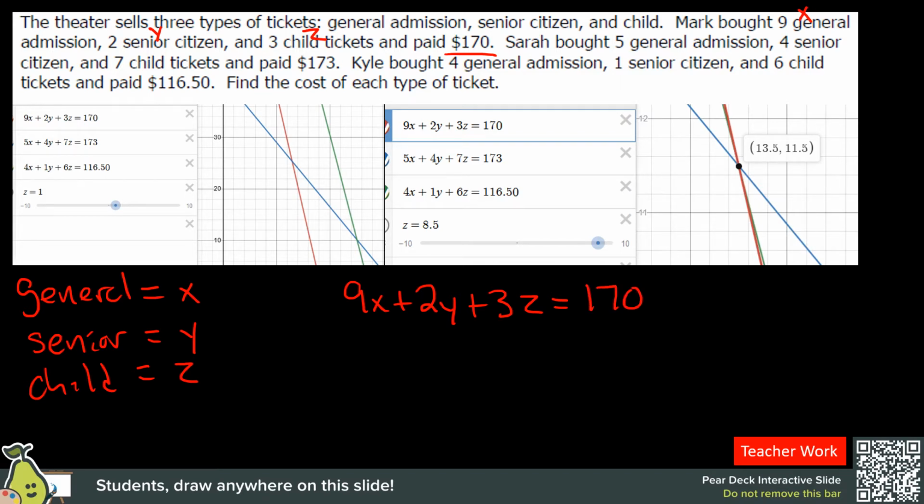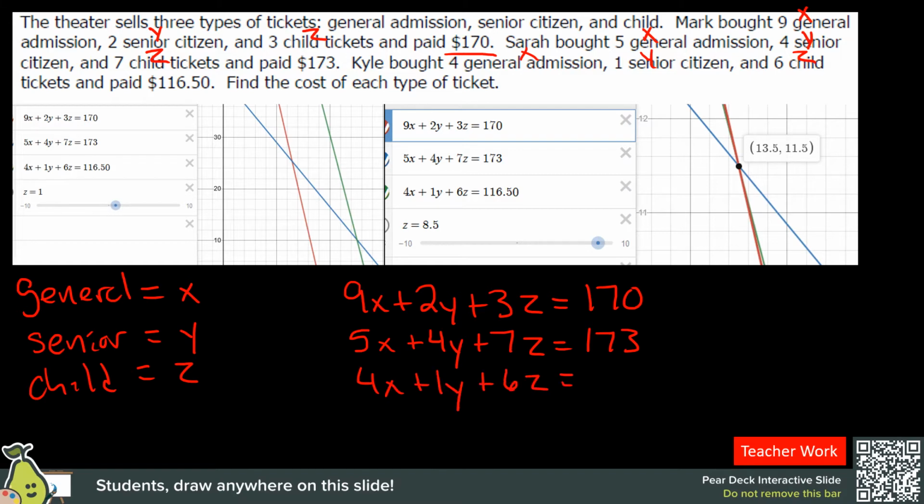Sarah bought 5x plus 4y plus 7z. So we'll set that up as 5x plus 4y plus 7z equals 173. And Kyle bought 4x plus 1y plus 6z. So 4x plus 1y plus 6z equals 116.50. So this is our 3 variable system of equations, and we got to solve for x, y, and z.